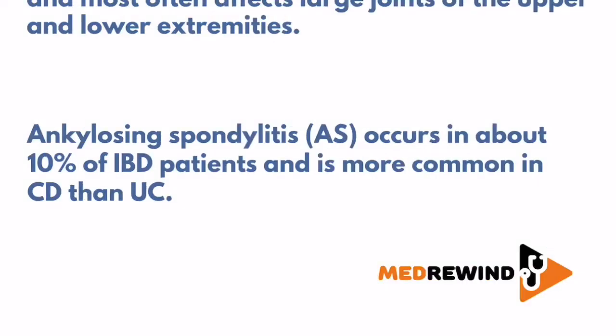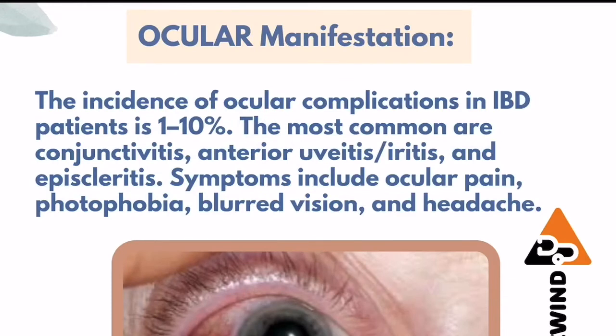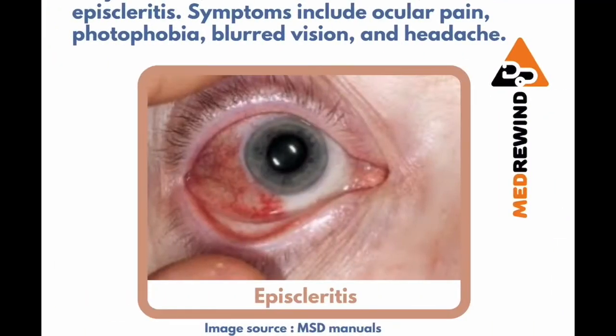Coming to ankylosing spondylitis, it occurs in about 10% of IBD patients and is more common in Crohn's disease than ulcerative colitis. Ocular manifestations of IBD. The incidence of ocular complications in IBD patients is 1 to 10%. The most common ocular manifestation is conjunctivitis, followed by anterior uveitis or iritis, and episcleritis. So the symptoms include ocular pain, photophobia, blurred vision, and headache.